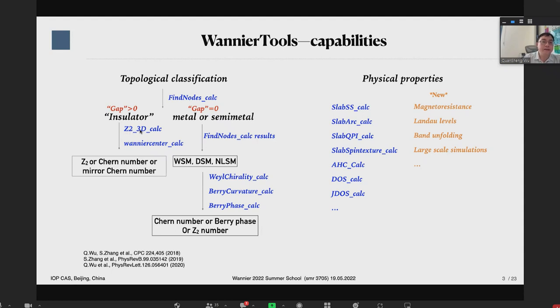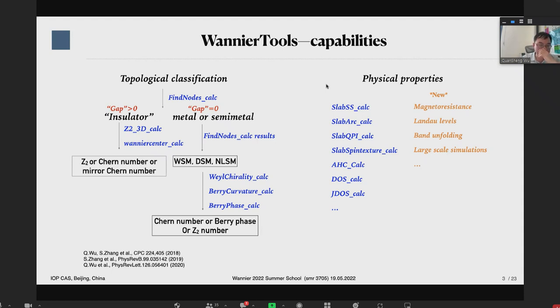Then we can calculate the Z2 number. We can use the Wannier charge center, also called the Wilson loop, to calculate the topological properties: the Z2 number, Chern number, or sometimes the mirror Chern number. This is the topological classification module.